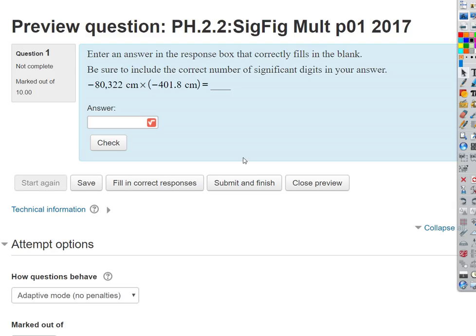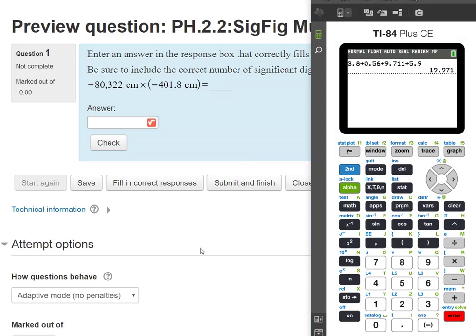Okay, so what about that one? We've got negative 80,322 centimeters times negative 401.8 centimeters. Okay, what would the units be, by the way? Centimeters squared, or square centimeters. Okay, how do we deal with the number of significant figures here? Okay, when we're multiplying, good.